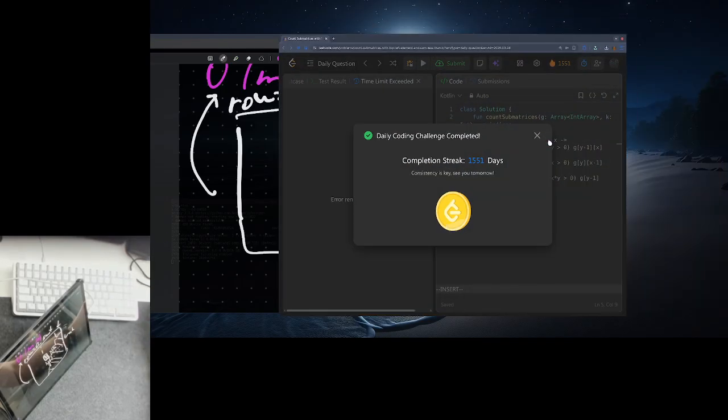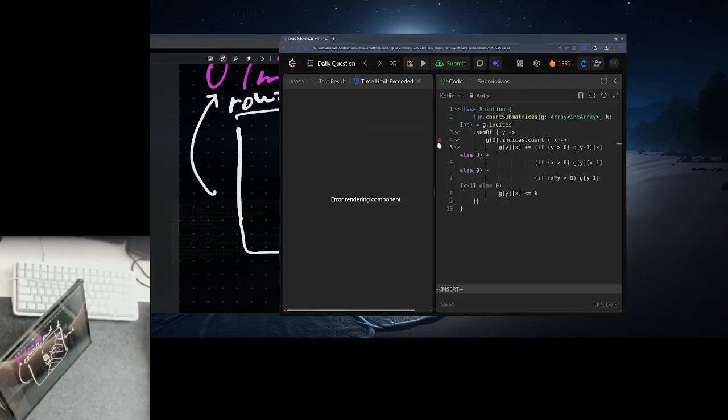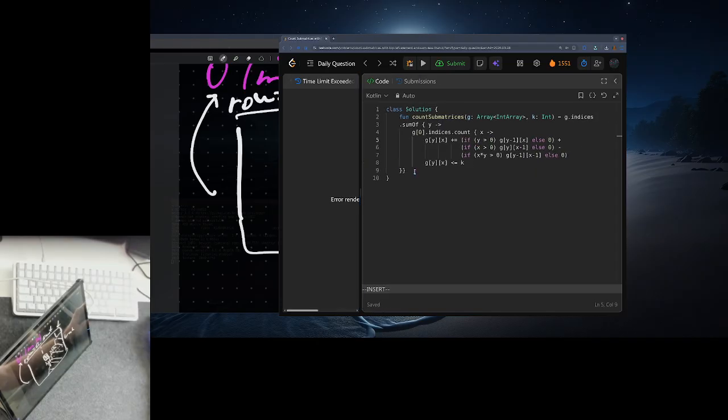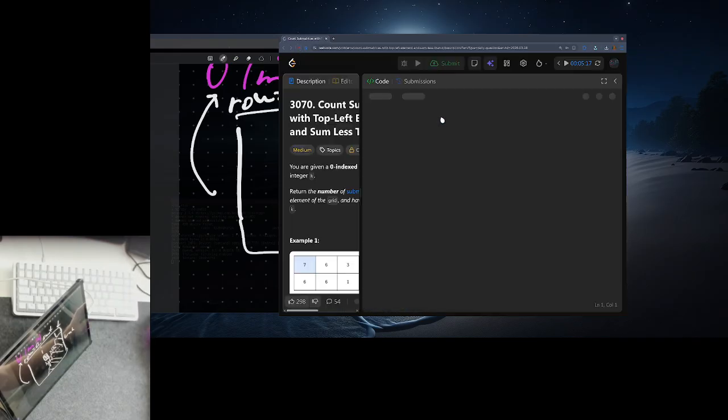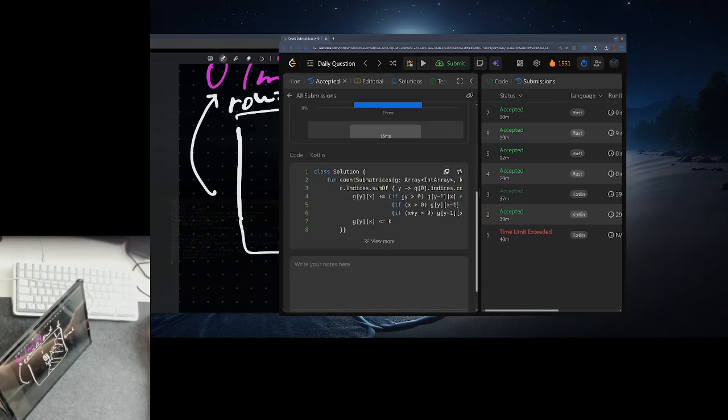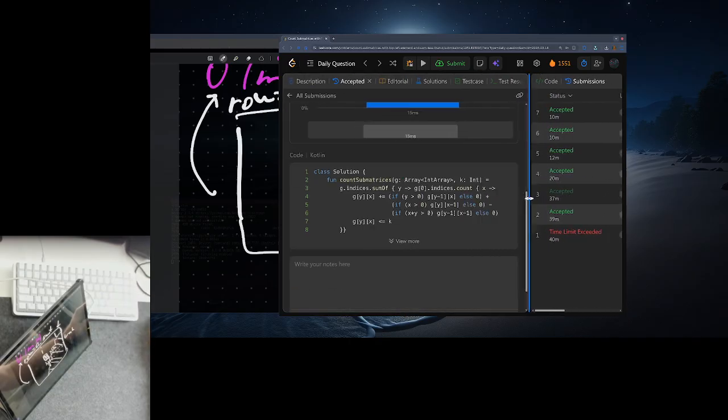So let's look at the code. This is my accepted Kotlin version. I wrote it from the start with some golfing in mind. Just use sum of and count, and that's it. Now let's look at what we can do with this. So the final version of Kotlin is the same. I also use a little trick of checking that both values x and y are not zero by multiplying them.